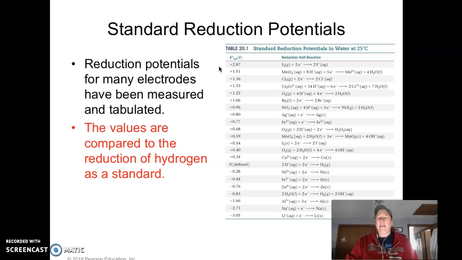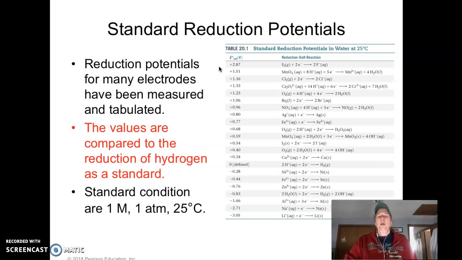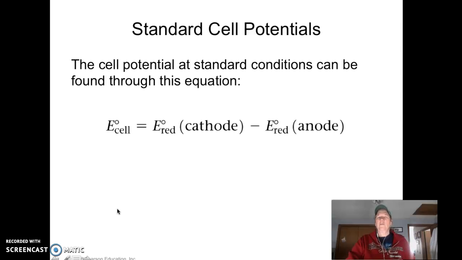Okay, and again, when you're looking at these, they're standard conditions, STP: the concentration is 1 molar, 1 atmosphere, and then 25 degrees Celsius. This is the standards, okay? So when they say standard condition, this is the temperature it's at, this is the pressure it's at, and this is the concentration.